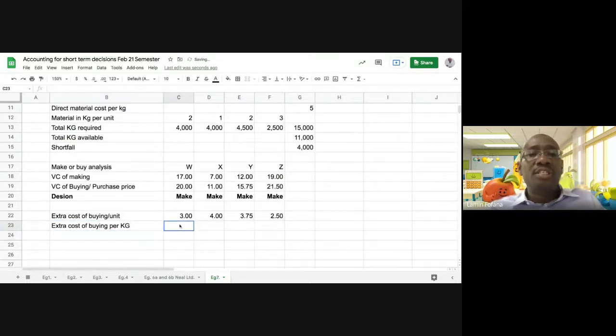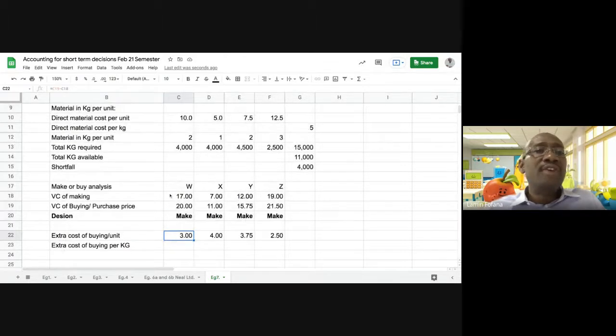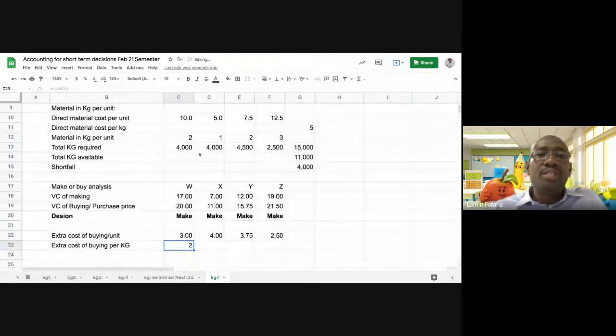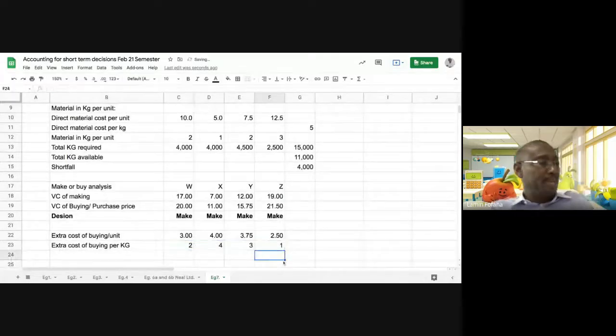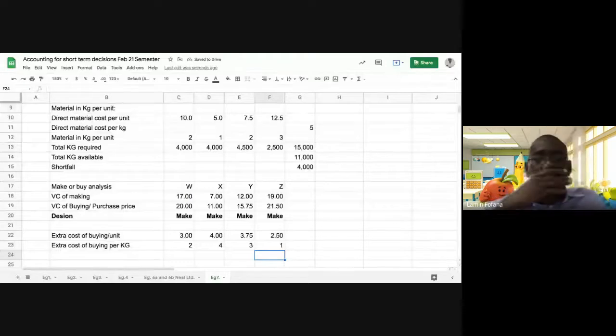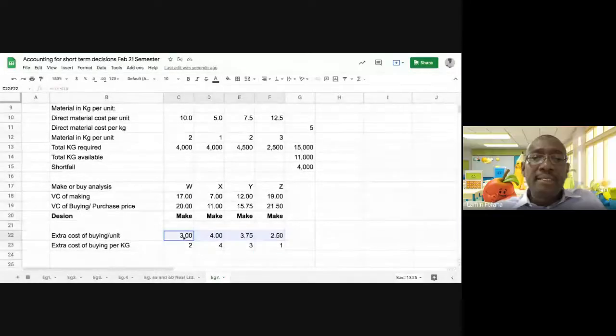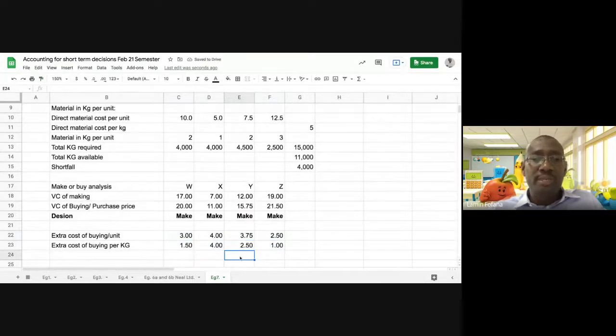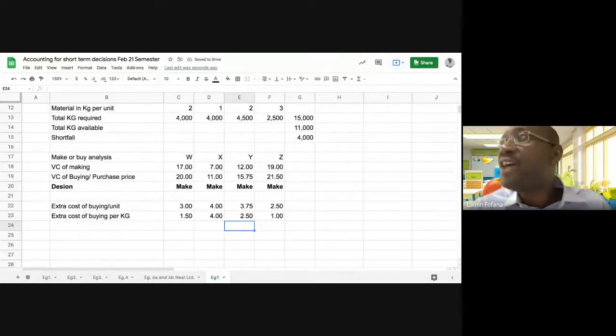all right. Simply, we have to take our extra cost of buying per unit divided by our material in kg per unit. Simple. So we say equals our extra cost of buying divided by our material kg. Okay? Then we just duplicate. This is why it was very important to have this here, so that you can use it in subsequent formulas. Is this clear, everyone? So we can replicate this function, formatting here so that we can have them in 2DP. Is this clear, everybody?